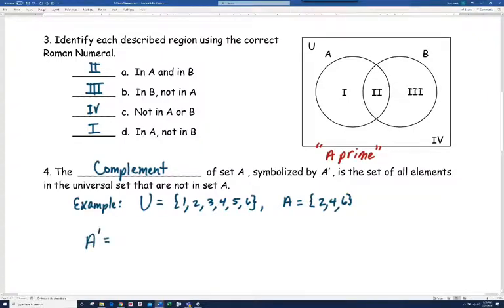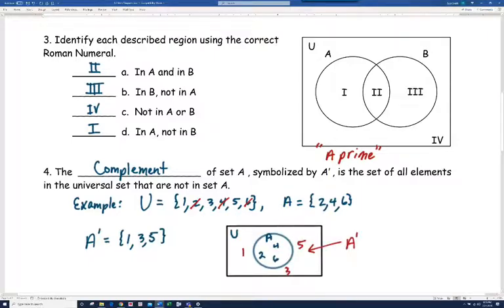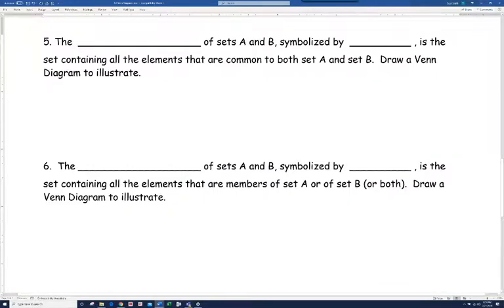So to find A complement, really all you need to do is cross out all the elements in the universal set that are in A, and whatever's left over is going to be A complement. So here that would be 1, 3, and 5. I'm going to go ahead and draw a picture of this for you, a Venn diagram. It would look like this. So you can see that 2, 4, and 6 are inside set A, which is in the universal set, and 1, 3, and 5 are outside of set A and are in the universal set. All right, let's move on to the next slide.